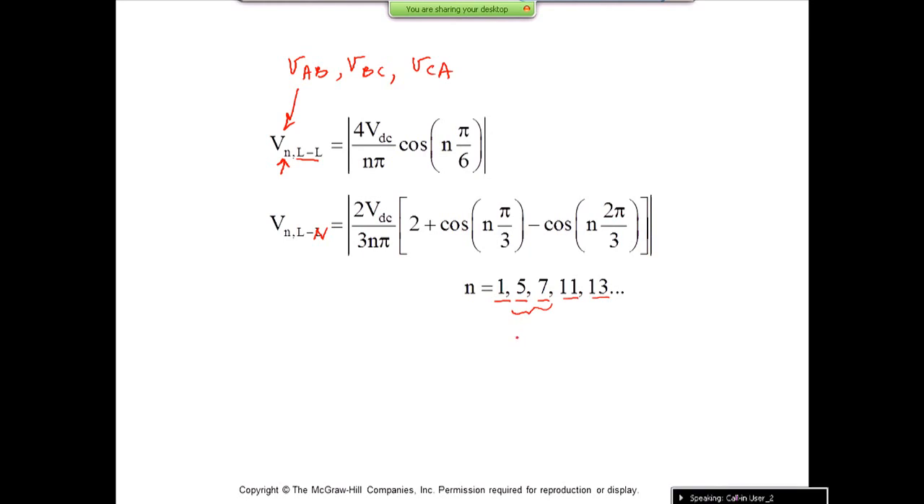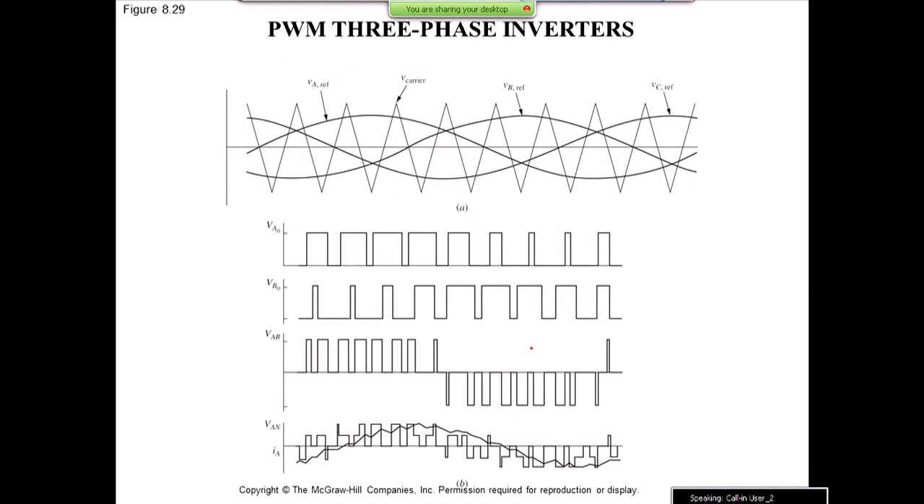Actually, let me see. 6K plus or minus 1. So if K is 1, it gives you 5 and 7. If K is 2, it gives you 11 and 13, and you can go to higher harmonics. So in case you are interested in the RMS value of a particular component or the total harmonic distortion and things like that, you can use these equations and get the numbers that you need.